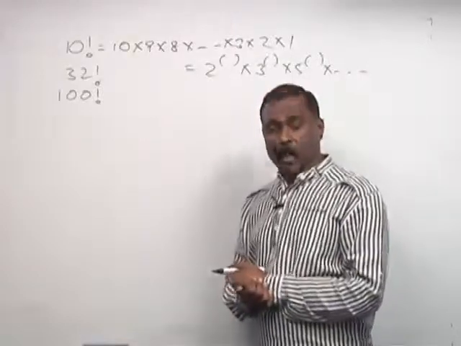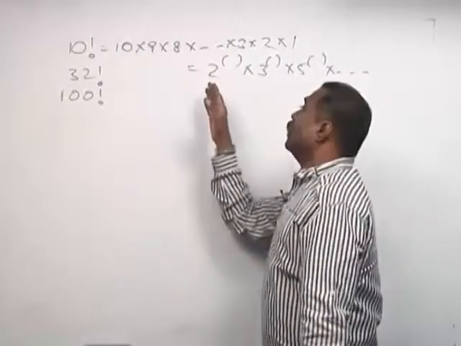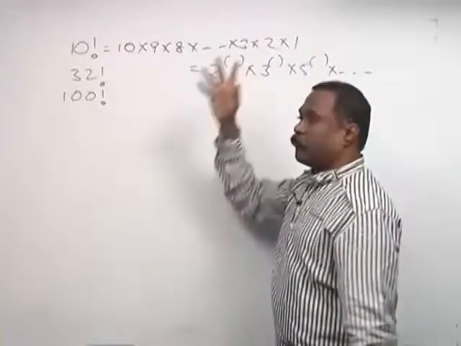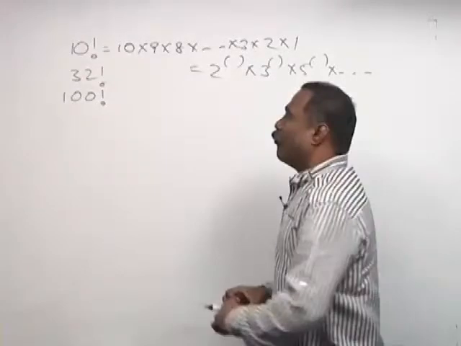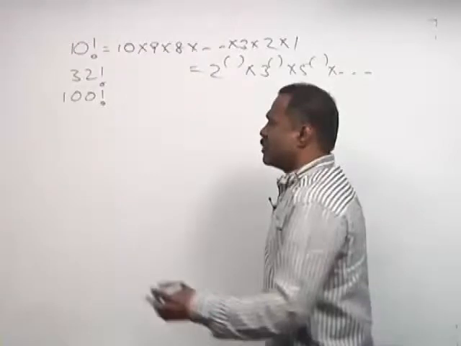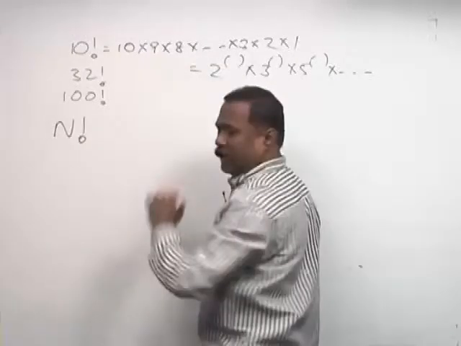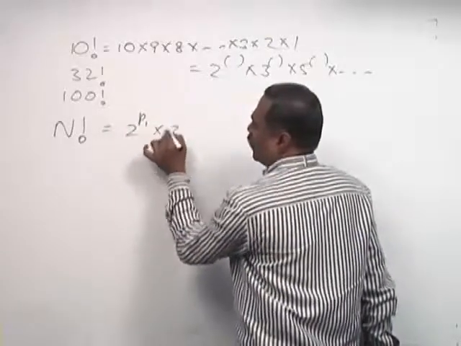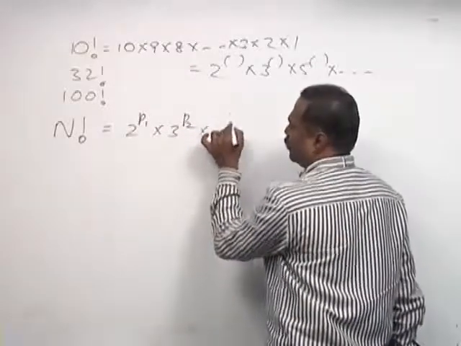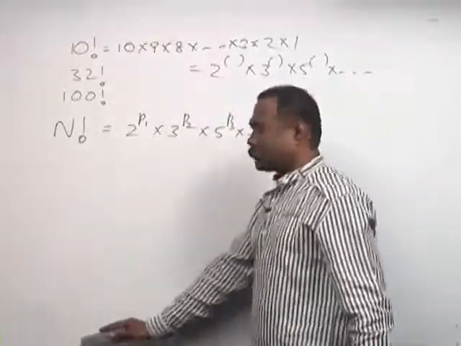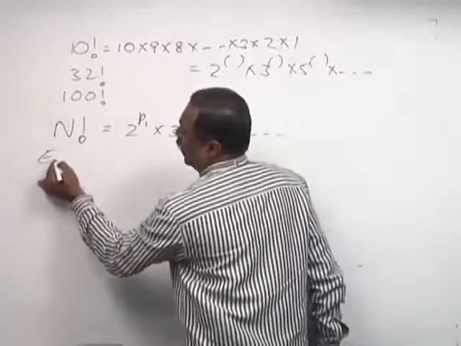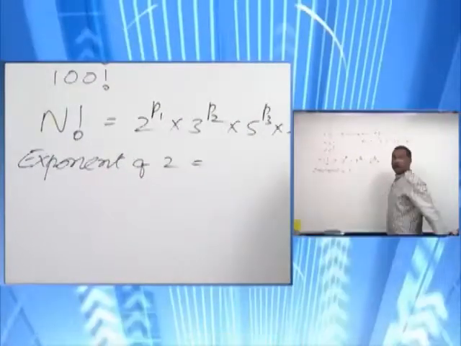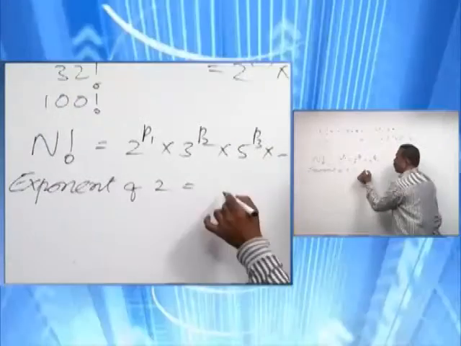So now, in this case, we need the exponent of 2, the exponent of 3, the exponent of 5. In such a case, what should be the formula? The derivation of the formula is not needed. Just understand that n factorial can be written as 2 power P1, 3 power P2, 5 power P3 into so on. If you need the exponent of 2, it should be written like this: N upon 2.